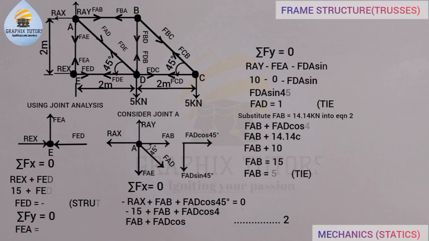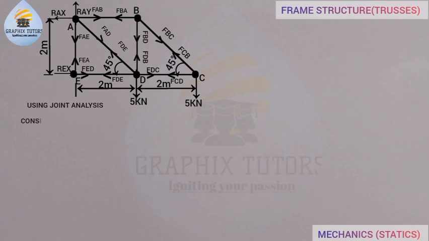Now we'll move forward to joint B. If you look at joint B, we have this force acting towards the left, which is FBA, or we say FAB, going towards the left. And we have another force here going downward, which is FBD.